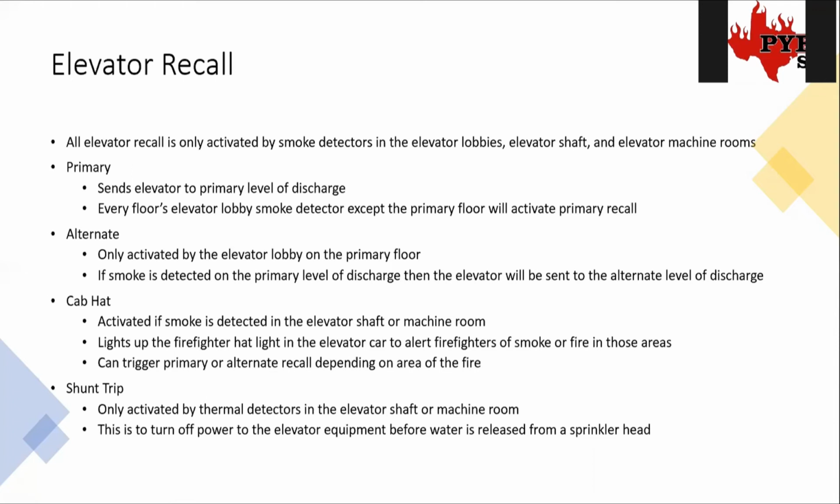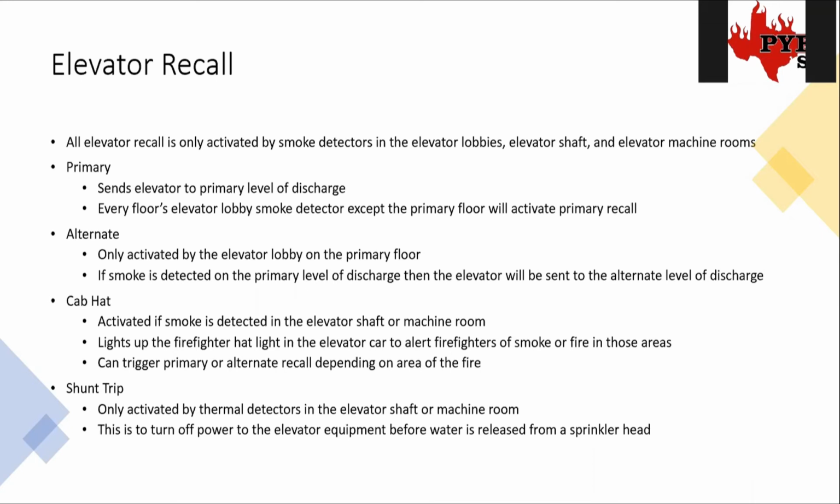So the only thing that activates shunt trip is heat detectors that are either in the elevator shaft or heat detectors that are in the elevator machine room. If you don't have sprinkler heads at the top of the elevator shaft and you don't have sprinkler heads in the machine room, then you're not going to have shunt trip. And when you're installing your heat detectors, they need to be installed within 2 feet of that sprinkler head.